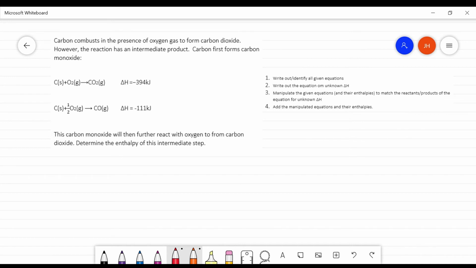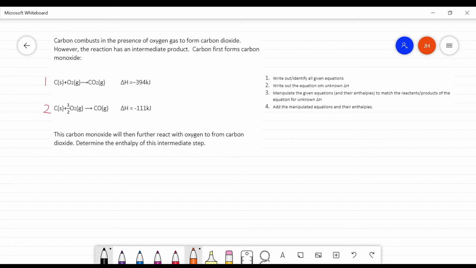So what we've got to do first, according to our steps on the side for calculating a Hess problem like this, is first write out or identify all given equations. Now they've already been written out, so I'm just going to identify these two equations as 1 and 2.